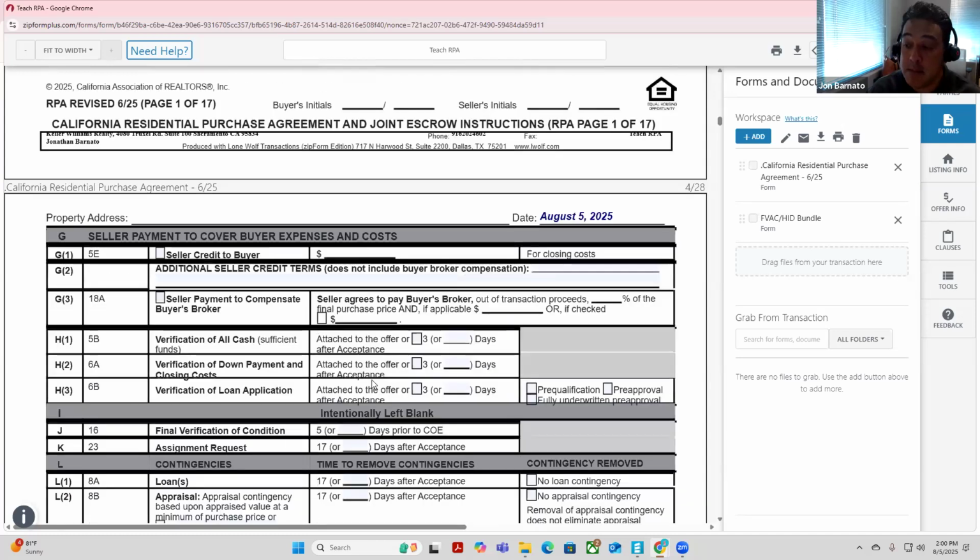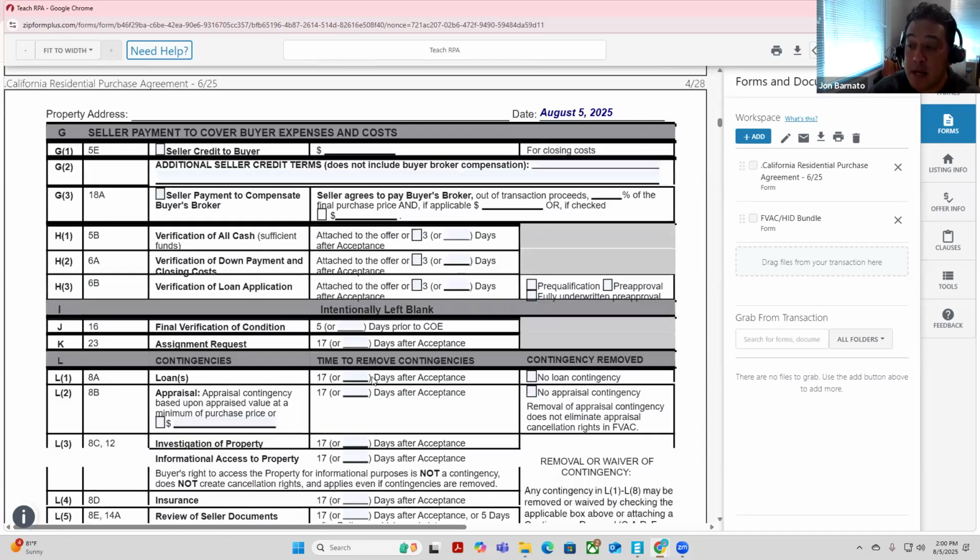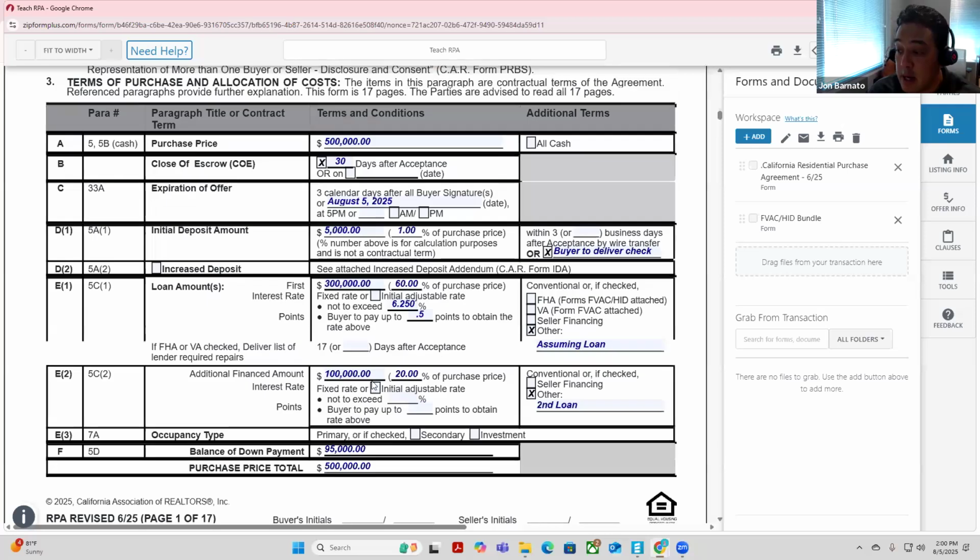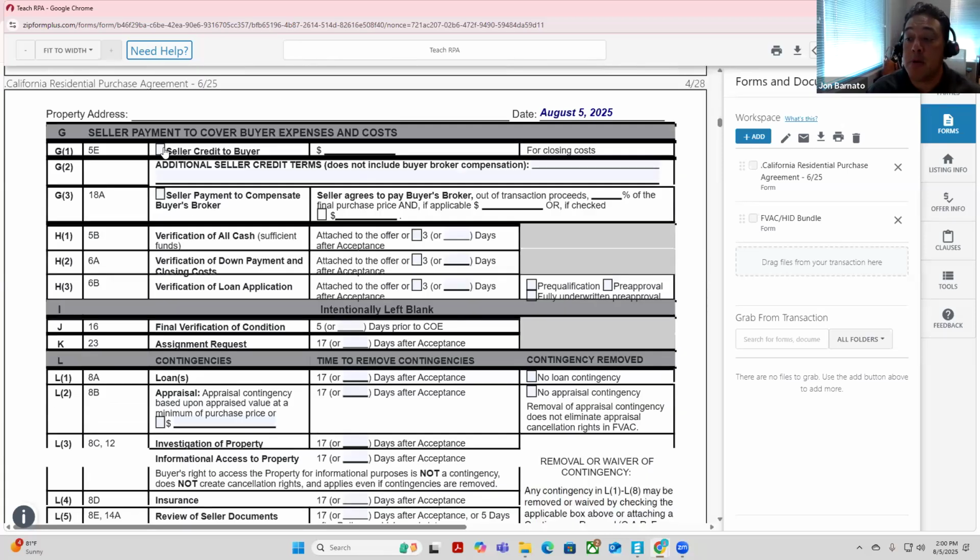Okay, buyer signs on the bottom. Now we're getting to the seller payment of closing costs. Up here, this is where you enter the seller credit to the buyer. Just so you know, these days everyone's asking for credit.